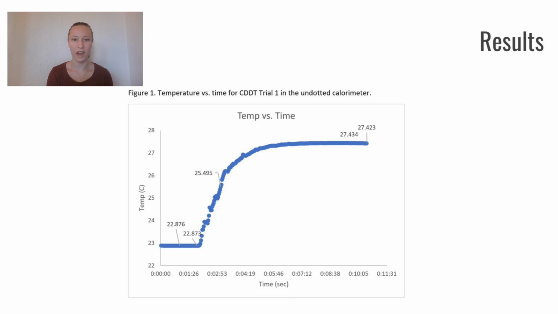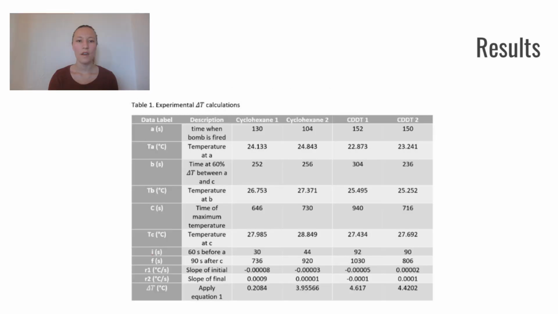at its maximum value. Points I and A are the beginning and the end of the initial section. Points C and F are the beginning and end of the final section. Point B is at 60% of the total temperature change, marked by the closest data point to the calculated value. The labels I, A, B, C, and F are labeled the same on all CDDT and cyclohexane temperature versus time graphs, as all of them have the same general shape. Values for I, A, B, C, and F are found as described in Figure 1.